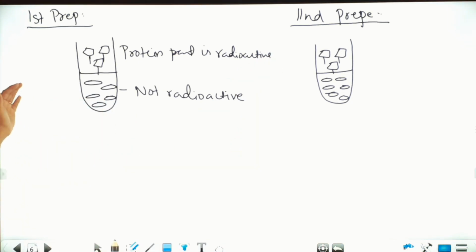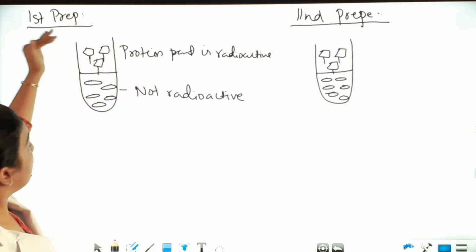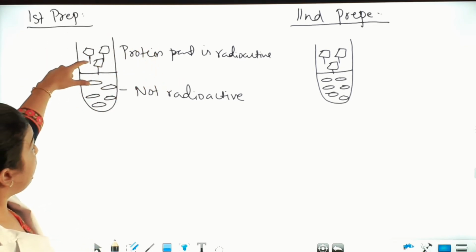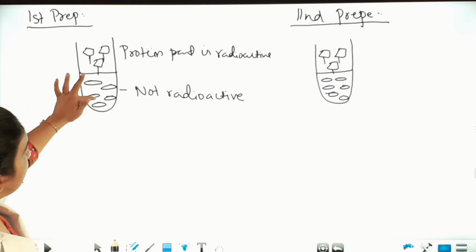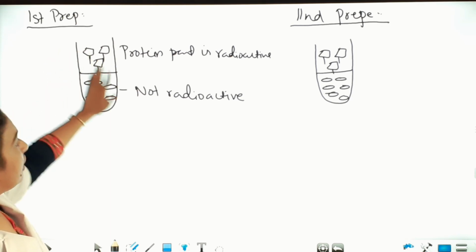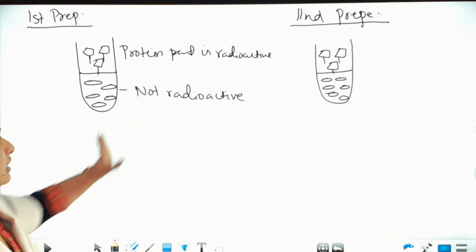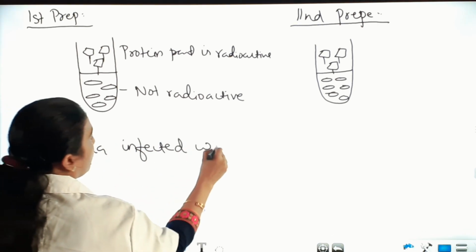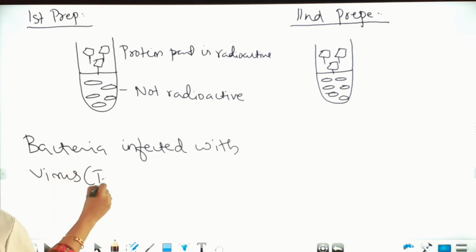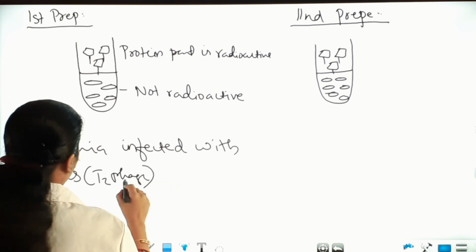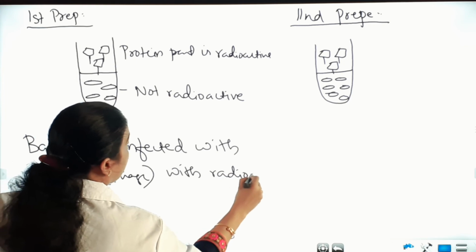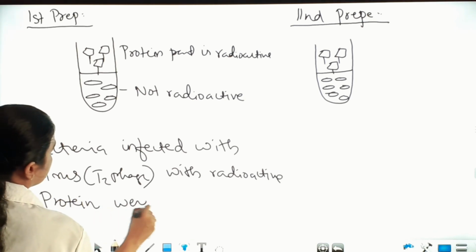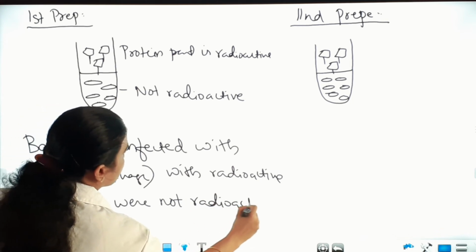After centrifugation, they observed that the phage which remained as supernatant had a radioactive protein part, but the bacteria infected by this phage did not become radioactive. So the conclusion was the bacteria infected with the virus, T2 bacteriophage, with radioactive protein were not radioactive. Is it clear?